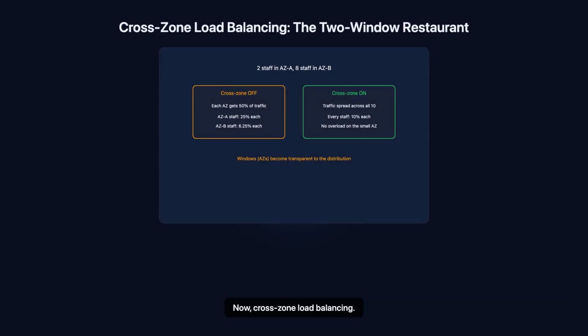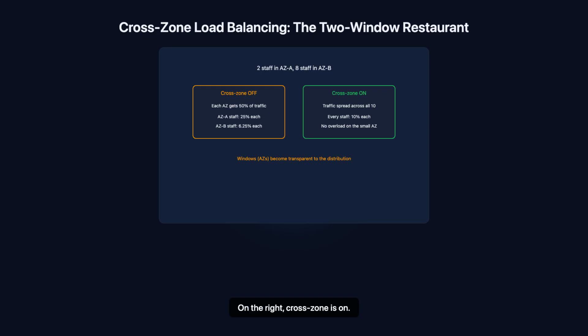Now, cross-zone load balancing. Picture a restaurant with two serving windows. Window A has 2 staff. Window B has 8. On the left, cross-zone is off. Each window handles exactly half the line. So each person at the small window handles 25% of all customers, while each person at the big window handles just over 6%. The small window is drowning while the big one coasts.